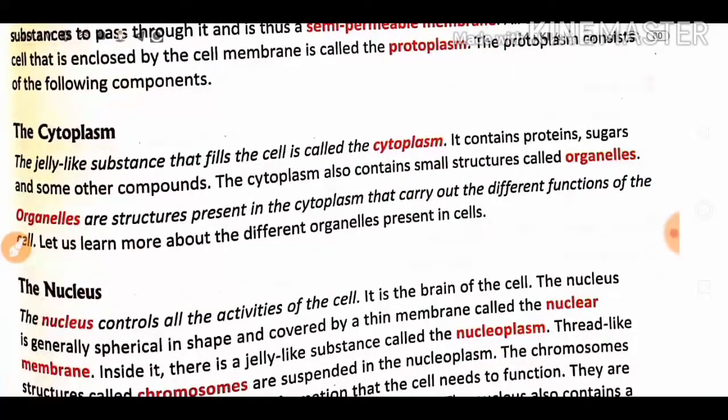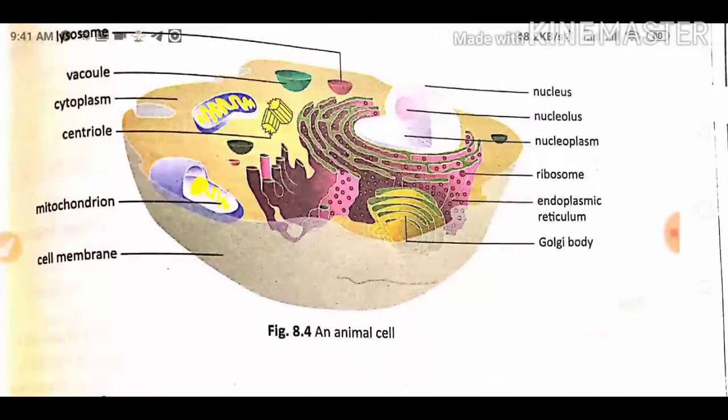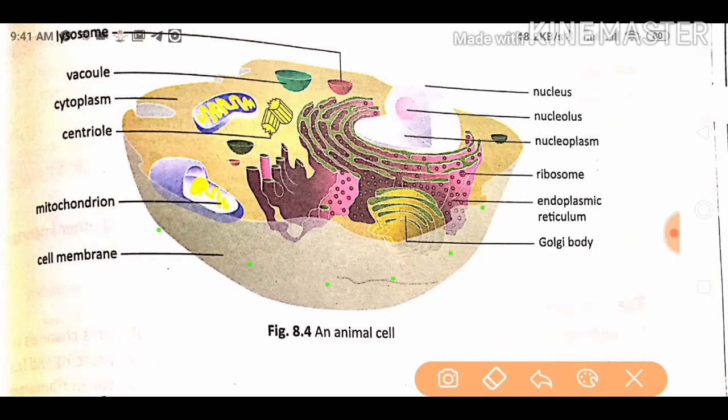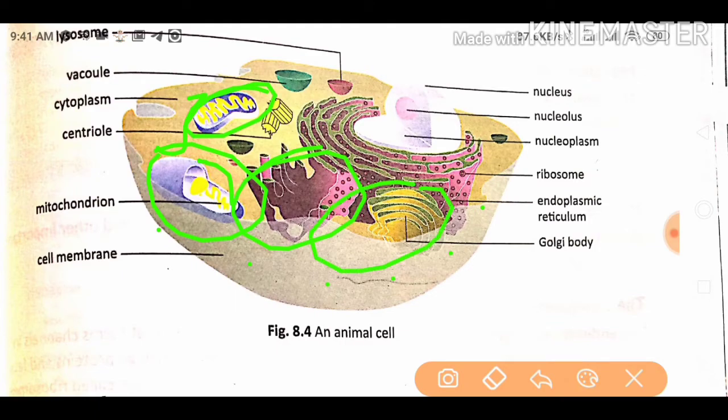First is the cytoplasm. The jelly-like substance that fills the cell is called cytoplasm. It contains protein, sugars, and some other compounds. The cytoplasm also consists of small structures called organelles. Okay, so these small structures are within this cytoplasm, this jelly-like substance you can see here, and these small things are called the organelles of that cell.